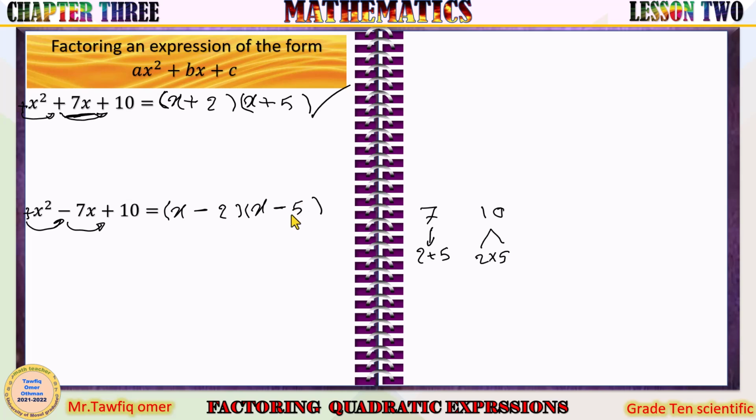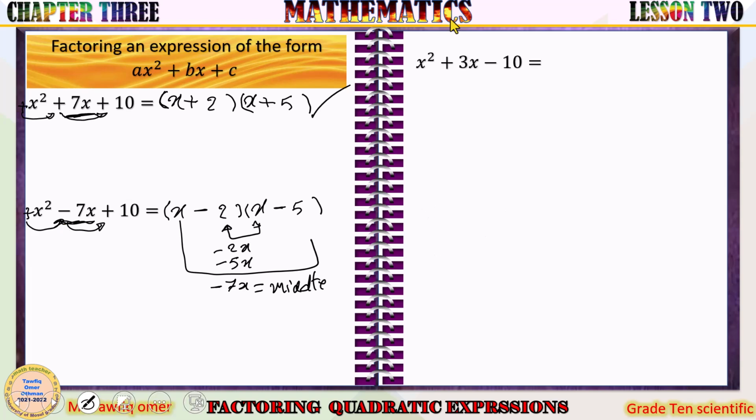To check our answer, multiply these two in the middle. Minus 2 times x is minus 2x, and multiply the outside. x times minus 5 is minus 5x. The sum is minus 7x, which is equal to the middle term, which is here, minus 7x.